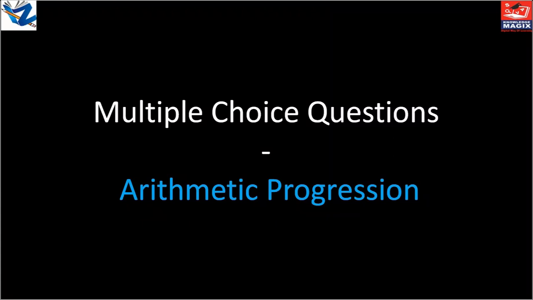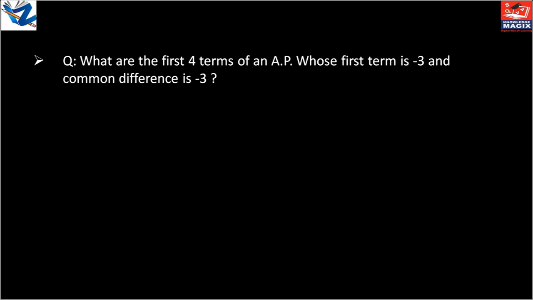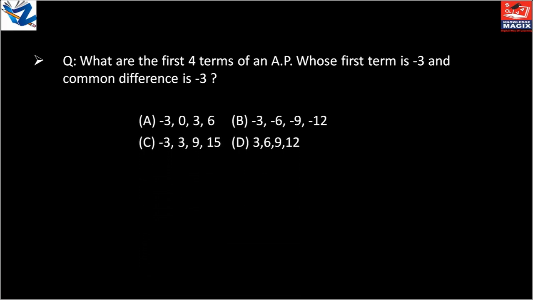Multiple choice questions. Arithmetic progression. Question: what are the first four terms of an AP whose first term is minus 3 and common difference is minus 3? Option A: minus 3, 0, 3, 6. Option B: minus 3, minus 6, minus 9, minus 12. Option C: minus 3, 3, 9, 15. Option D: 3, 6, 9, 12.